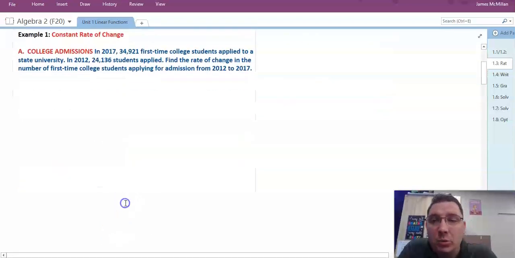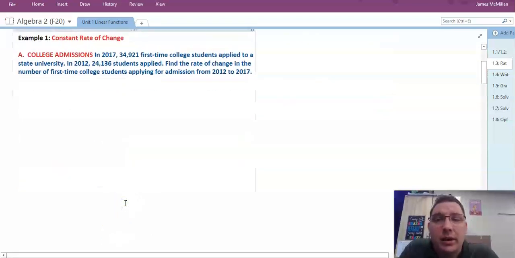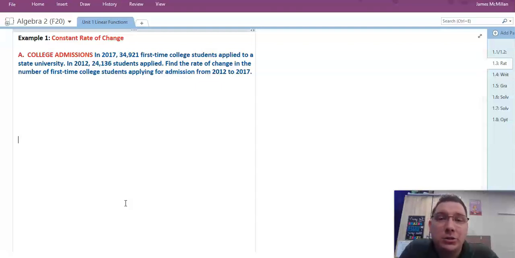And in example 1, we see that in 2017, 34,921 first-time college students applied to a state university. In 2012, 24,136 students applied. Find the rate of change in the number of first-time college students applying for admission from 2012 to 2017.